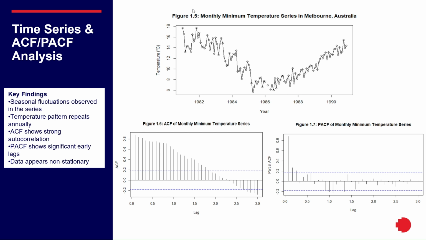The ACF plot shows strong autocorrelation and a slow decline, which suggests that the series is not stationary. The PACF plot also shows significant early lags. These results indicate that seasonal modeling is required.